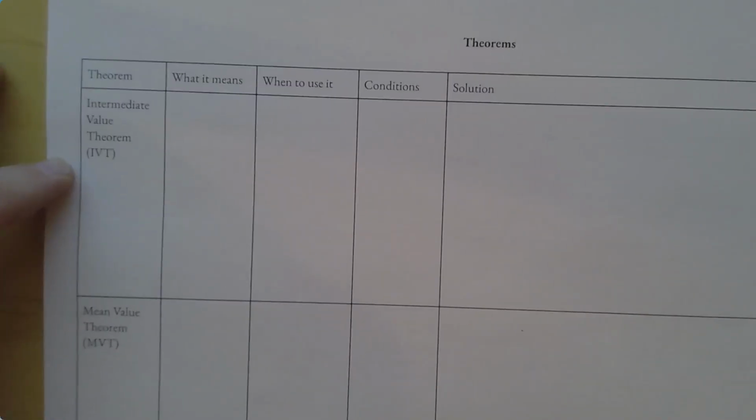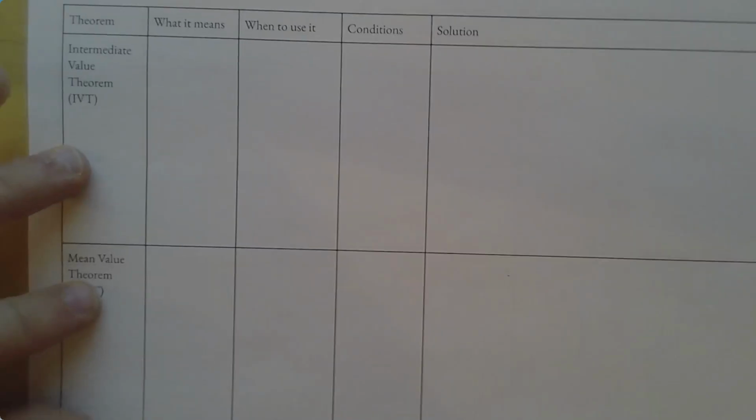So, all right, theorems. 3 more pages. We're getting there. There's more than 2 theorems. There's a third one called extreme value theorem, but it's pretty rare that it's on the test in any meaningful way. These are the 2 big ones, and I'd say MVT is the biggest one to know.